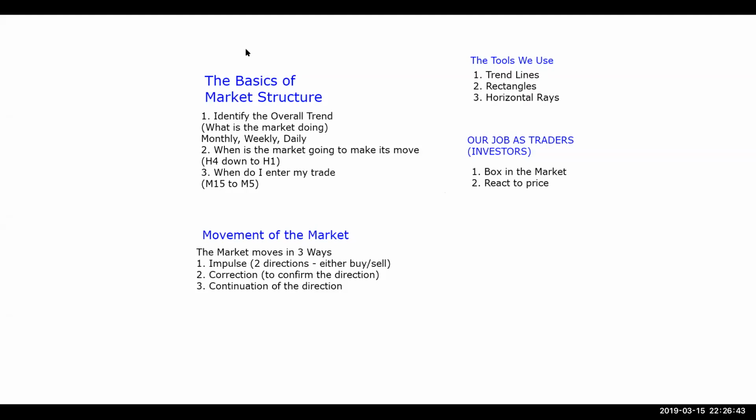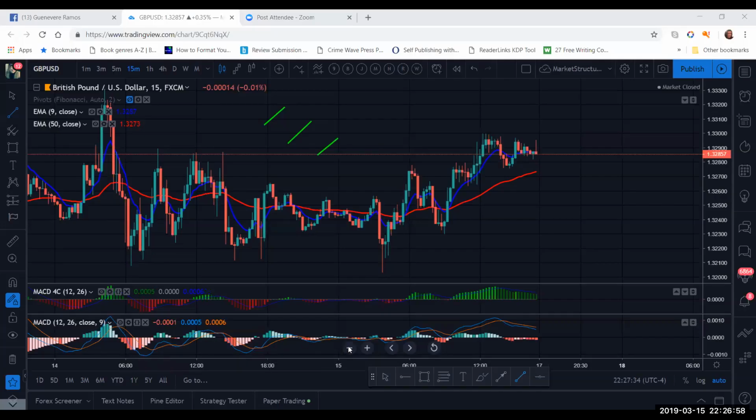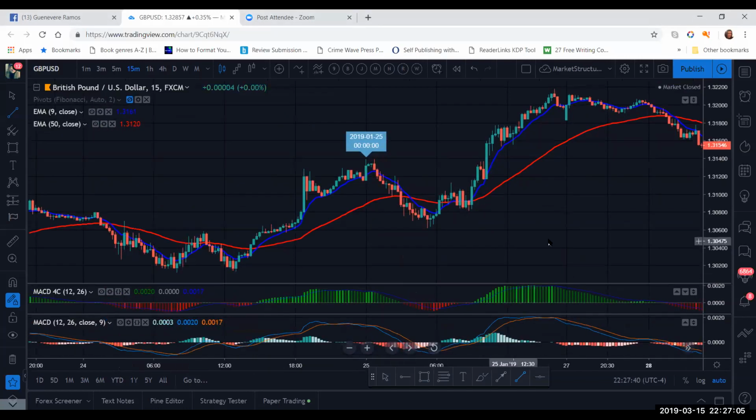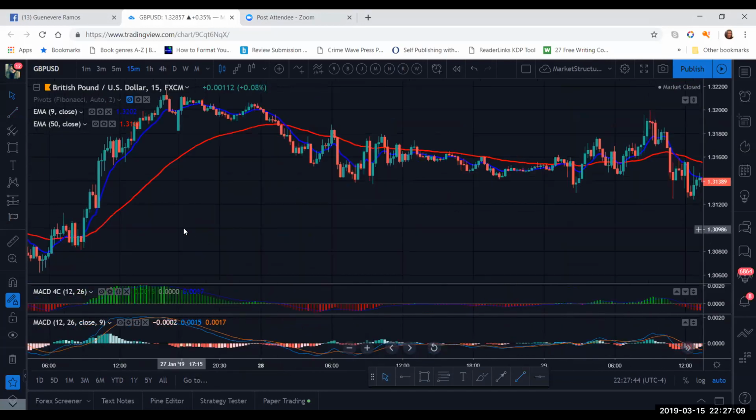Gigi, how would you use the 9 and the 50 to determine where to get out of that trade or when to cash in some of your, what do you call it, position or a partial position? And the MACD is at default setting, confirm.